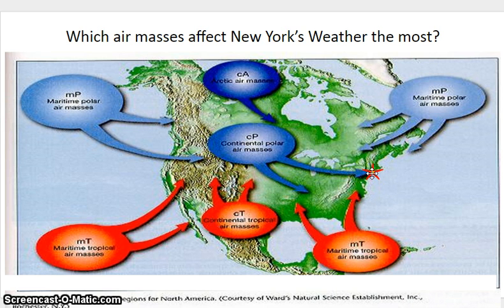So the air masses that affect us most are continental polar air masses that move down from Canada, and maritime tropical air masses that come up from the Gulf of Mexico and the Caribbean. These two interact and give us all the different types of weather that we experience in New York City. Every once in a while we get a maritime polar coming from the northeast, but generally it's continental polar and maritime tropical affecting us over and over and over again.